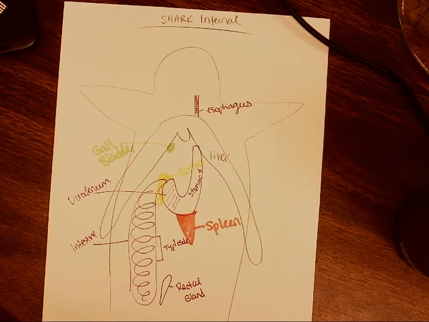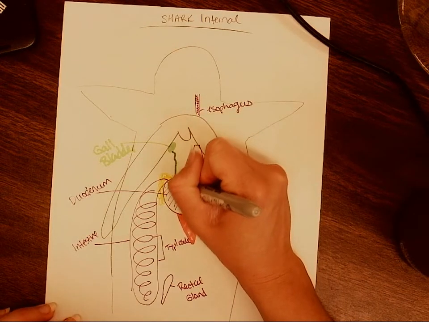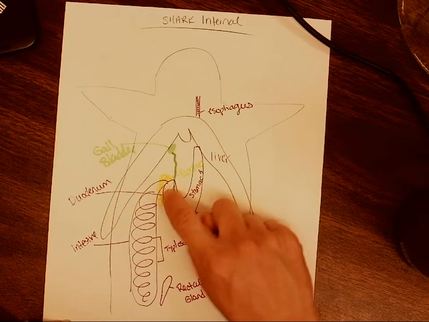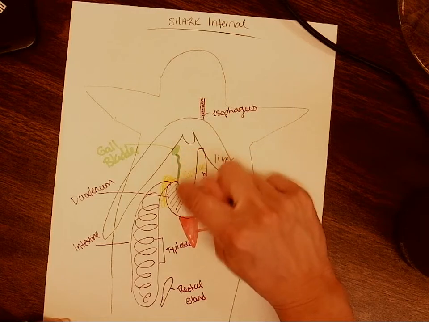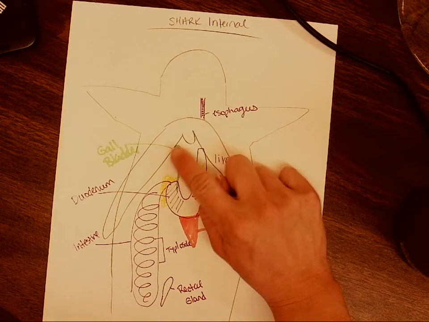Now, if we follow the gallbladder down from behind the liver, we will see that there is a duct that will empty into the duodenum here. We can follow that up. If we're having trouble finding the gallbladder, we can find this bile duct, and that will lead us to the gallbladder behind our liver here.